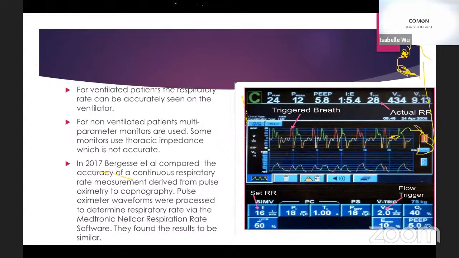Now, as I said, if you're using thoracic impedance, remember it all depends on the leads that you put on. So sometimes there can be faulty readings, and you have to check manually just to confirm. And also you can use capnography. Capnography is more accurate and gives you a better reading for the respiratory rate. But also there are pulse oximeter waveforms now that you can use to determine the respiratory rate. Some monitors, even in use now, have that technology on them, and they are a lot more accurate than using thoracic impedance.